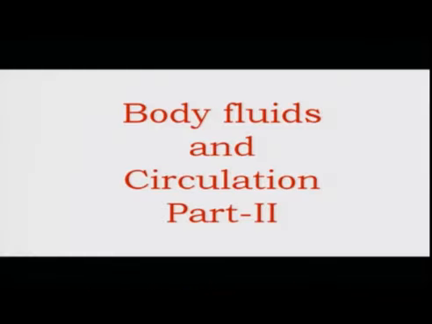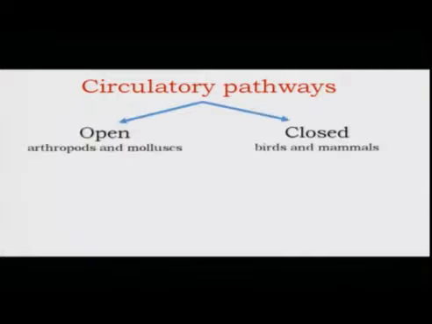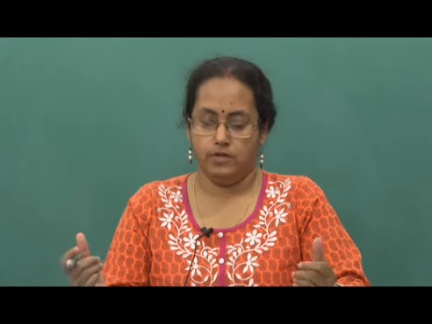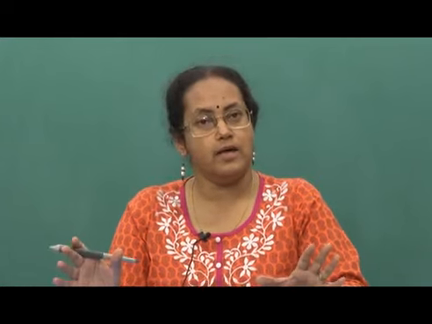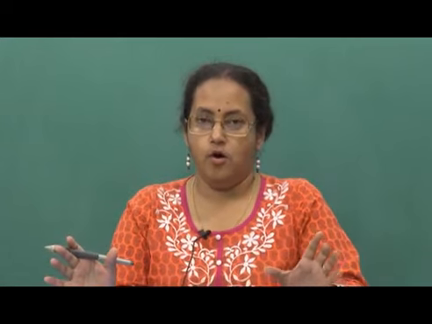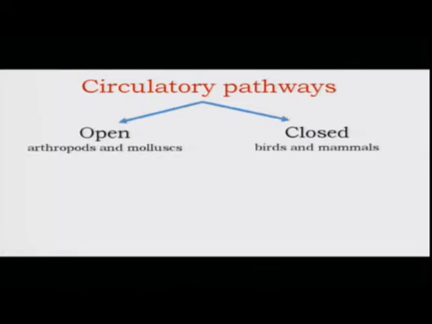Hello everyone. Today we are going to talk about the second part of the topic, which is about body fluids and circulation. To begin with, let us talk about what circulatory pathways are. By circulatory pathways, we mean a system which is used for circulation of blood throughout the body of the organism. There are two kinds of circulation: open circulation and closed circulation.